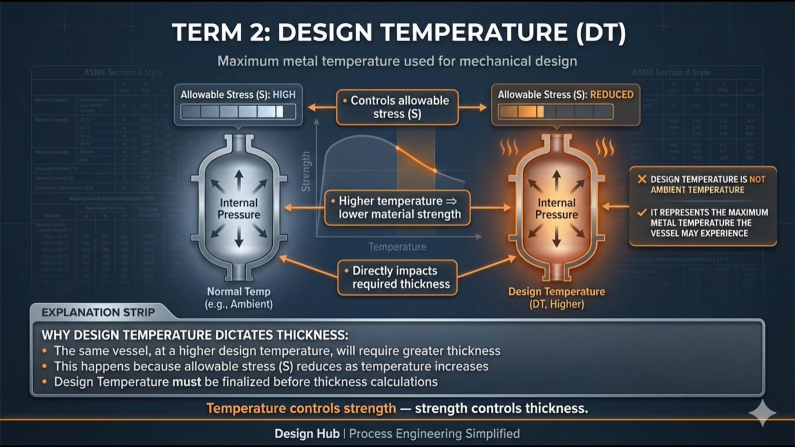Design temperature is the maximum metal temperature used for design. Why important? Because allowable stress comes from material tables and drops as temperature increases. So a vessel at higher temperature may require thicker shell even at the same pressure.